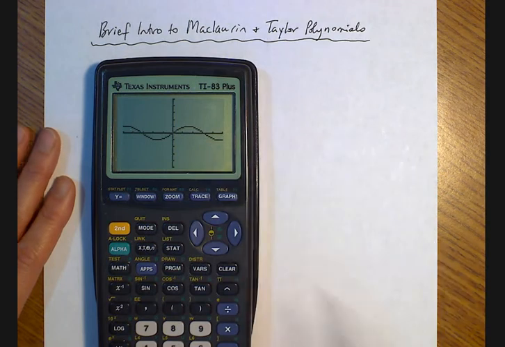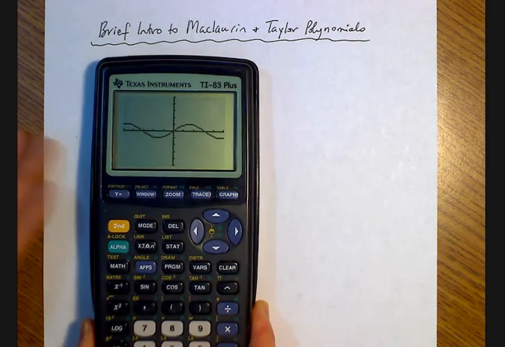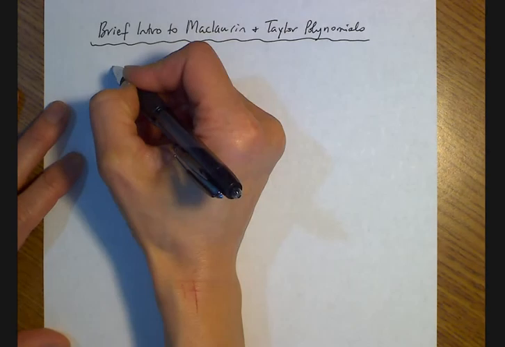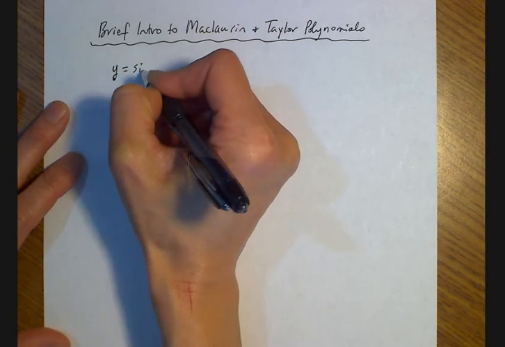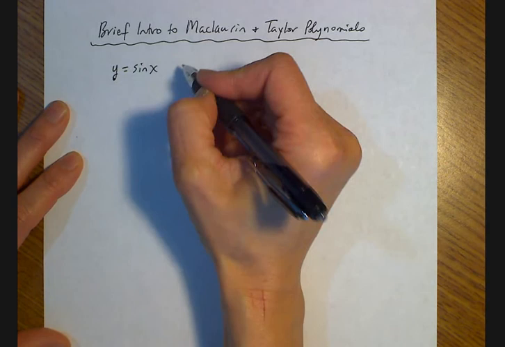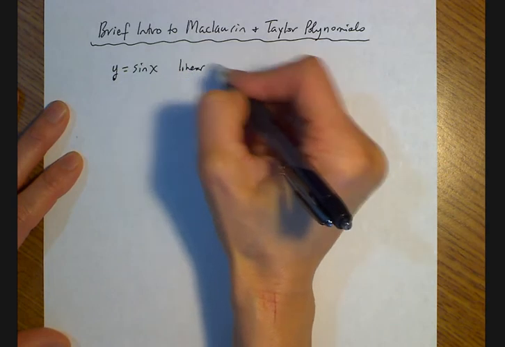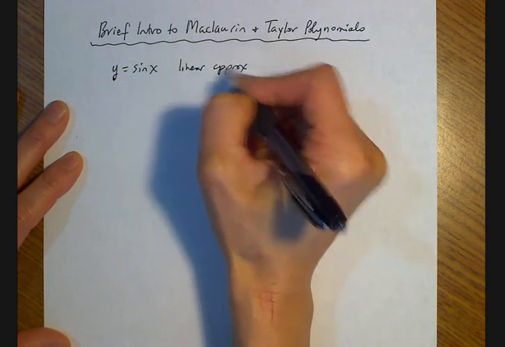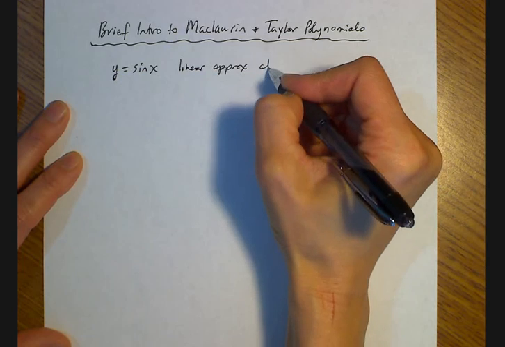All right, so what we have learned from back in, I think it was chapter 3, is that you can have a linear approximation at any point on any kind of graph. All right, so I'm going to give you an example. So suppose that you have y is equal to sine of x, and if you wanted to find the linear approximation, and let's say that it's going to be at x is equal to 0.